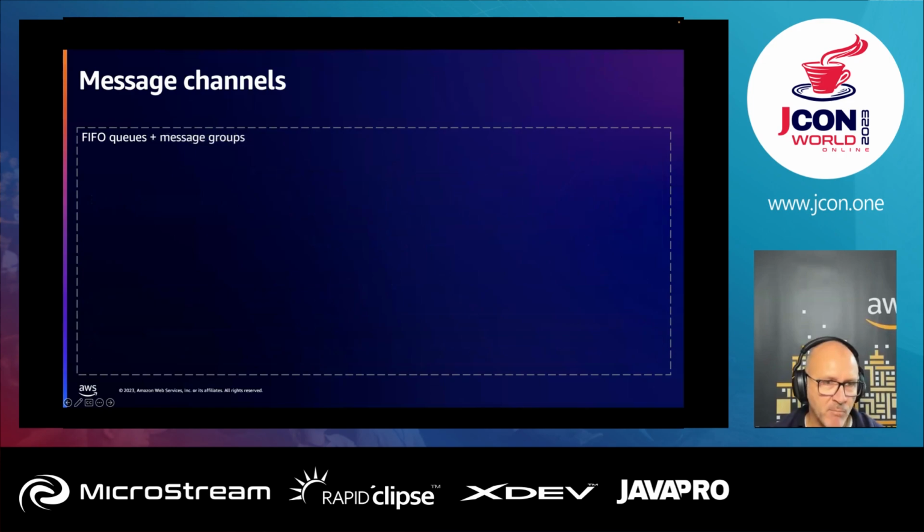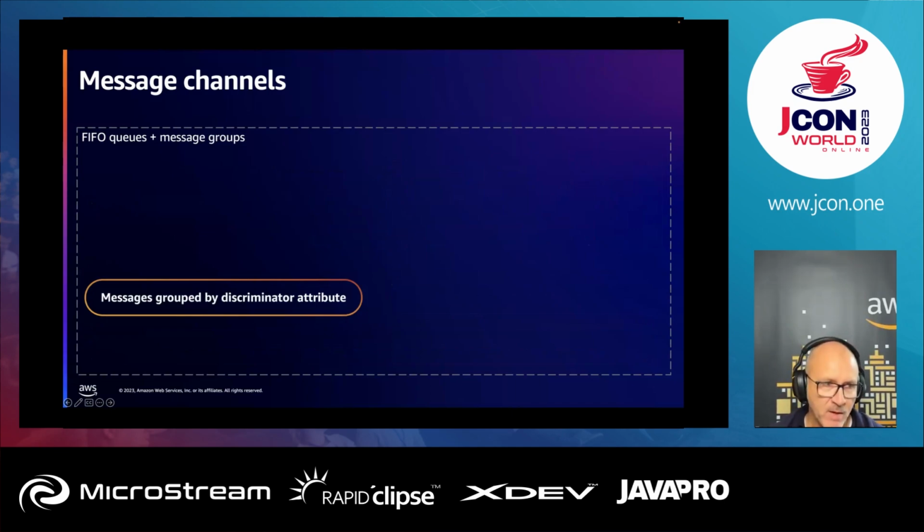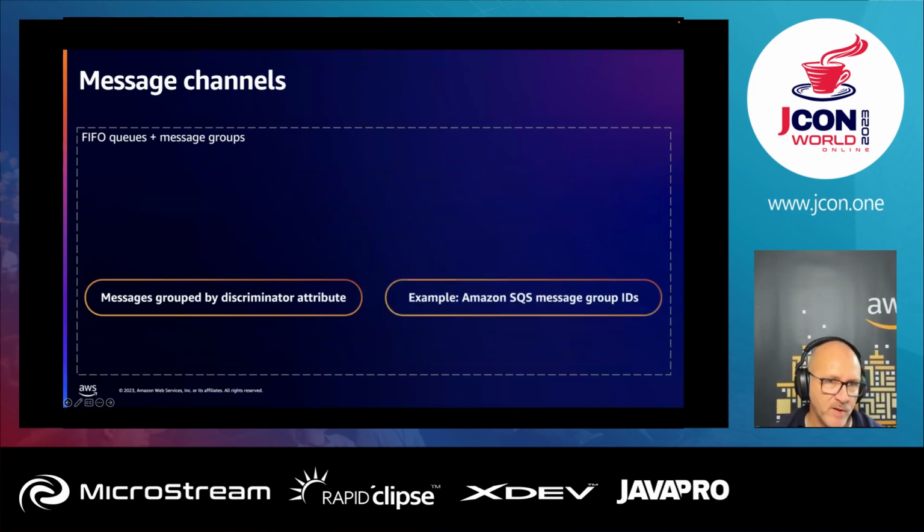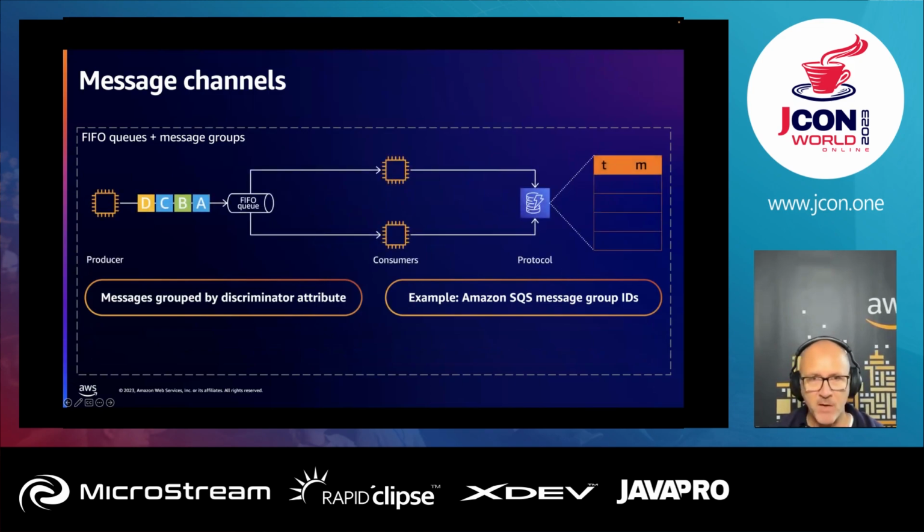Maybe there's a pattern we can employ here that can help. Yes, there is, which is the message group pattern, which is a discriminator attribute that we can add to our messages. And the example I'm going to play through here is Amazon SQS message group IDs. So that's a piece of meta information that comes with every message, and it determines the assignment of a message to a certain message group. And you can define your message groups arbitrarily. And in our example, we have 3 message groups, which are represented by different colors in the messages: the blue, the green, and the orange one.